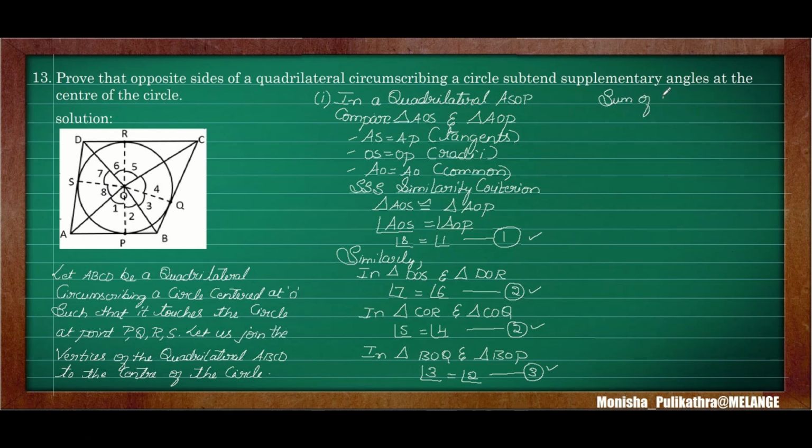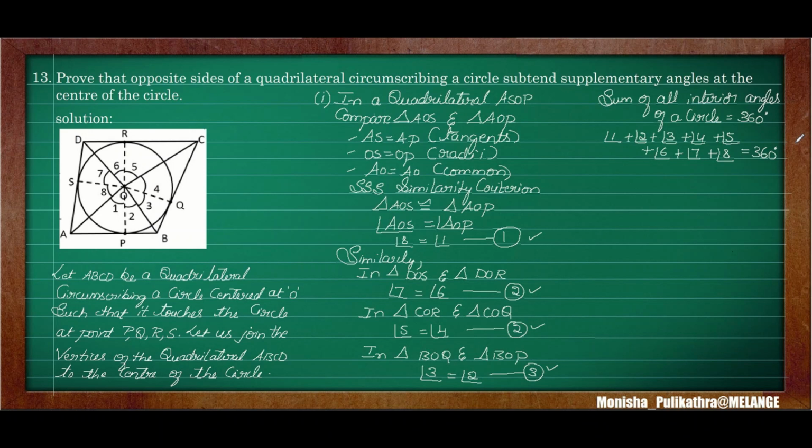So the sum of all interior angles of a circle is equal to 360 degrees. Already all the interior angles have been named here: 1, 2, 3, 4, 5, 6, 7, 8. So 1 to 8, and these whole angles are equal to 360 degrees.